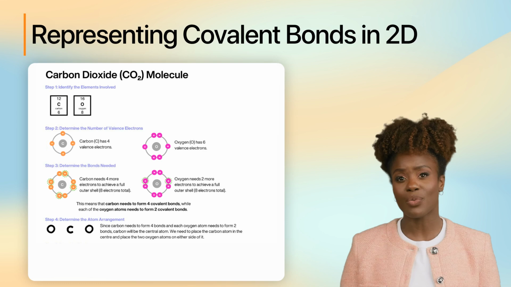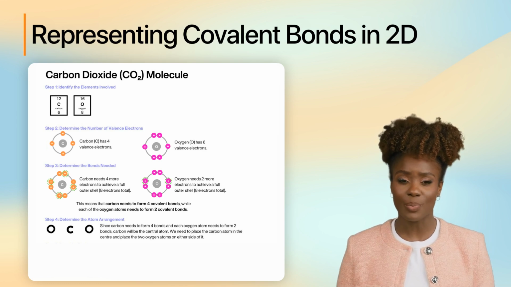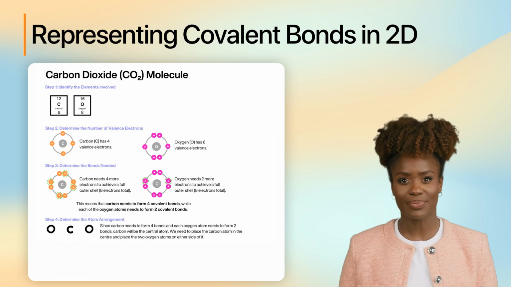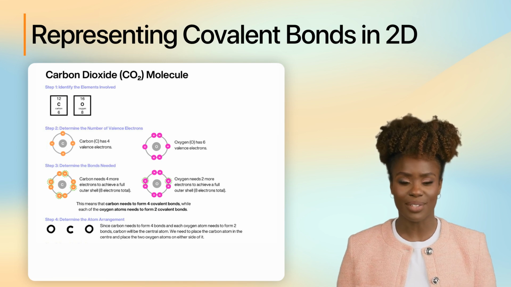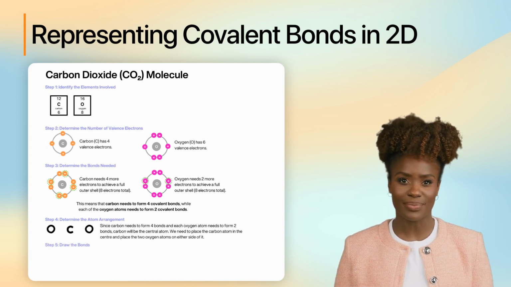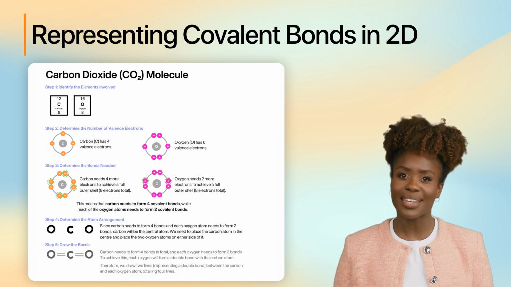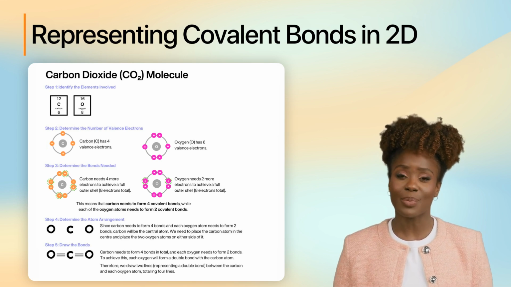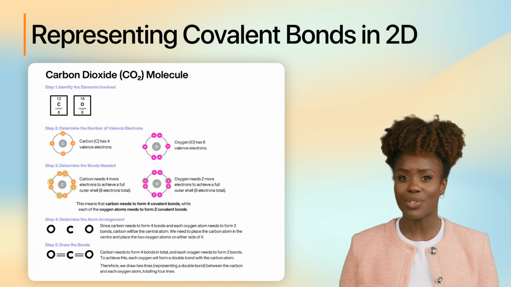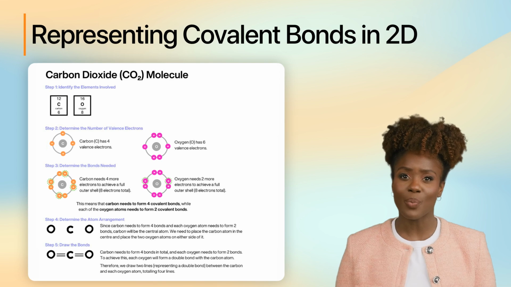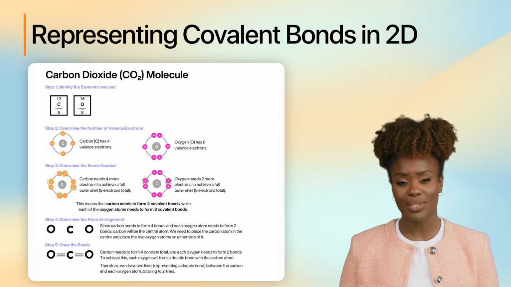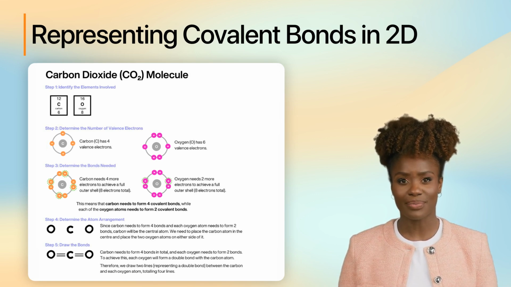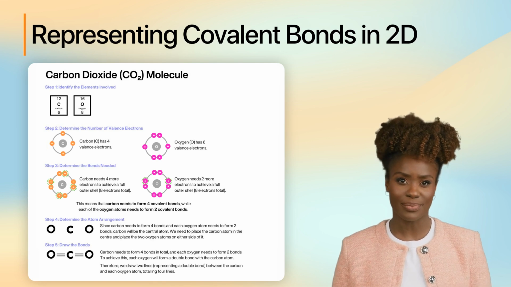Step 4. Determine the atom arrangement. Since carbon needs to form 4 bonds and each oxygen atom needs to form 2 bonds, carbon will be the central atom. We need to place the carbon atom in the center and place the 2 oxygen atoms on either side of it. Step 5. Draw the bonds. Carbon needs to form 4 bonds in total, and each oxygen needs to form 2 bonds. To achieve this, each oxygen will form a double bond with the carbon atom. Therefore, we draw 2 lines, representing a double bond, between the carbon and each oxygen atom, totaling 4 lines. This is our final stick diagram.